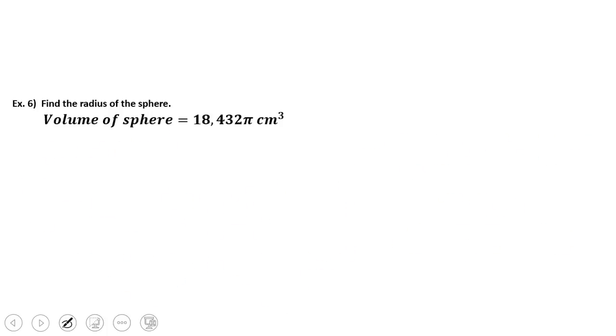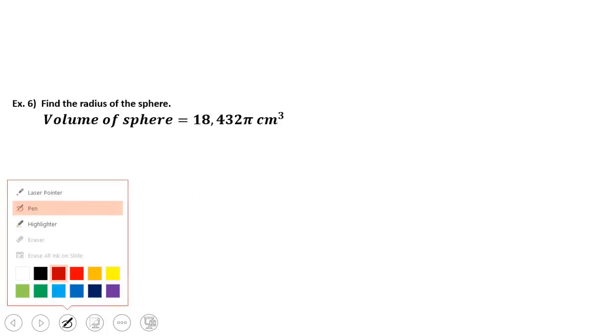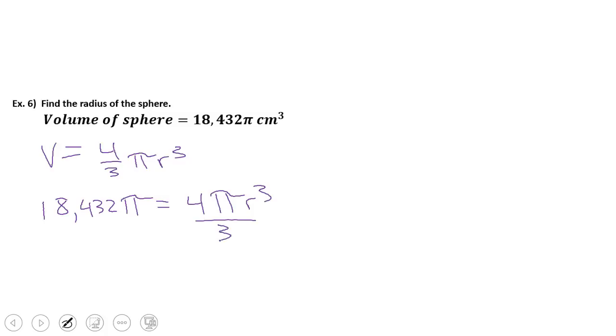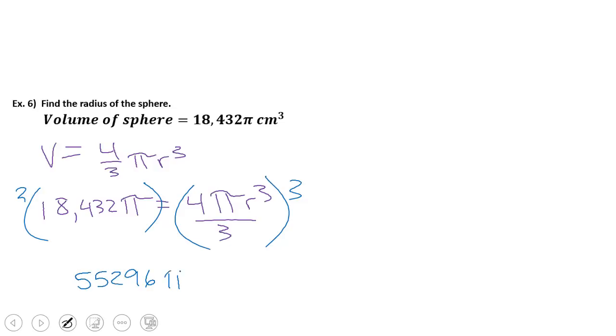One more time, real quickly. Again, volume is equal to 4/3 pi times the radius cubed. So we're going to take 18,432 pi is equal to 4 pi times the radius cubed, all divided by 3. We're going to multiply both sides by 3. And 18,432 times 3 does give us 55,296 pi is 4 pi times the radius cubed.